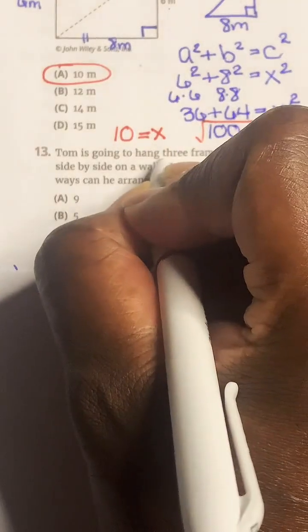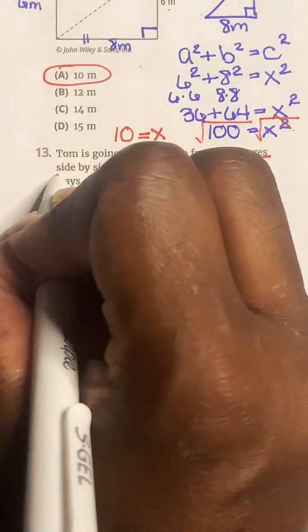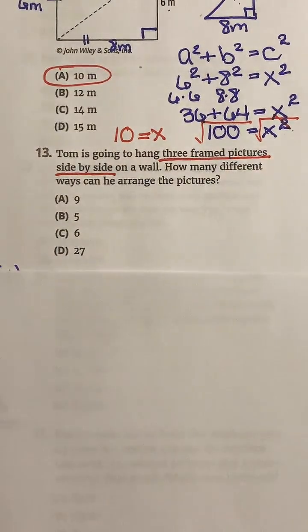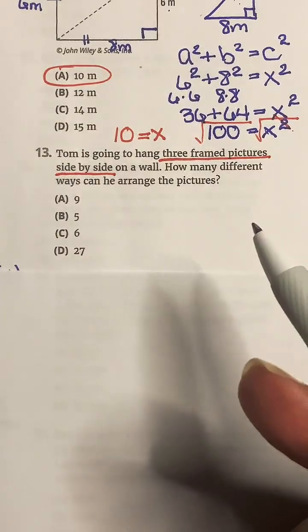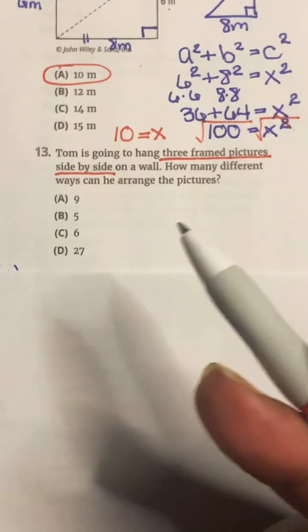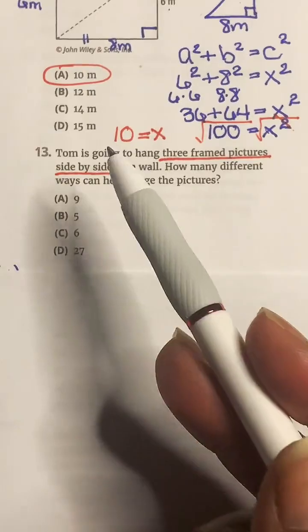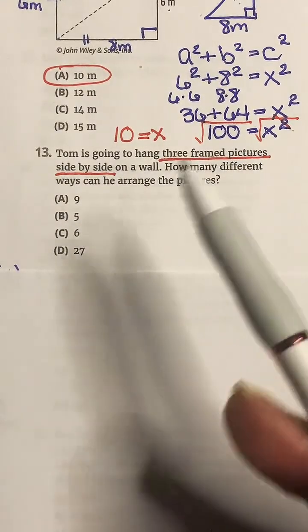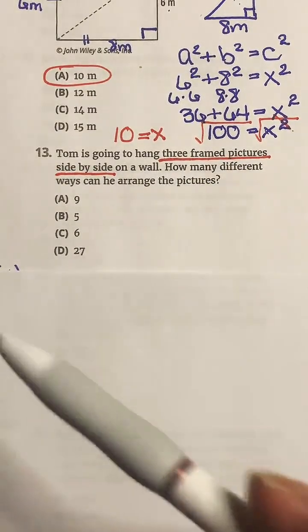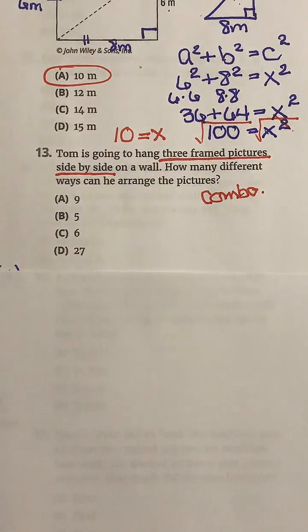All right. So there are 3 framed pictures. Okay. Side by side. Now, it doesn't have to be in any order. They don't say that they have to be put in a particular order, like which one's first, which one's second, which one third. That means you can put the blue frame here, the yellow frame there, and the purple frame over there, right? You can mix it up any which way that you want. That's called a combination. I'm going to just write the word combo for short. So it's going to be a combination.